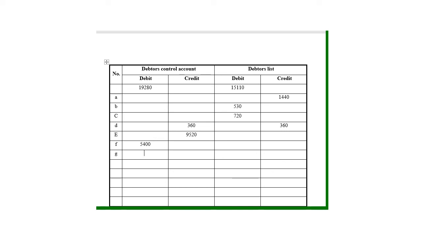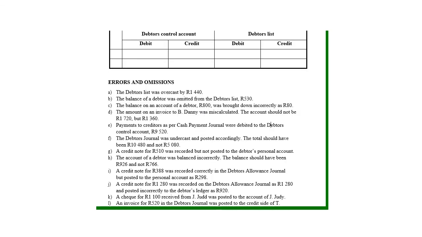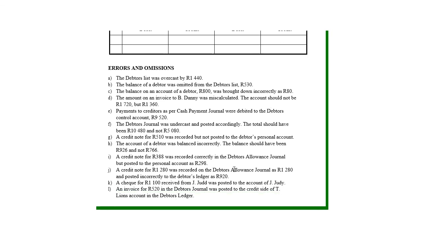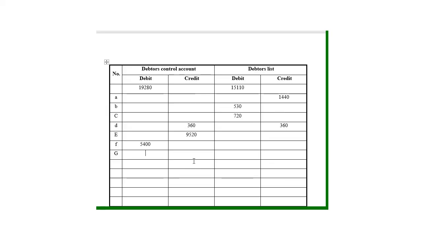Number G, let's see. A credit note of 510 was recorded but not posted to the debtor's personal account. So it was recorded, was on a journal, so the journal was correct, so the debtor's control would be correct, but the debtor's list, his personal account, was not posted to. A credit note would make it less, we make it less on the credit side. So we need to, on the credit list, put through the 510 that hasn't been recorded.